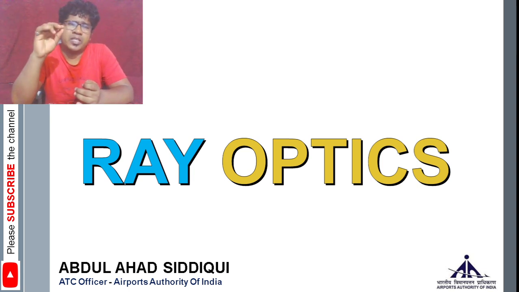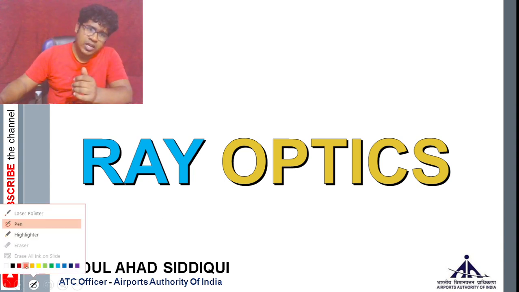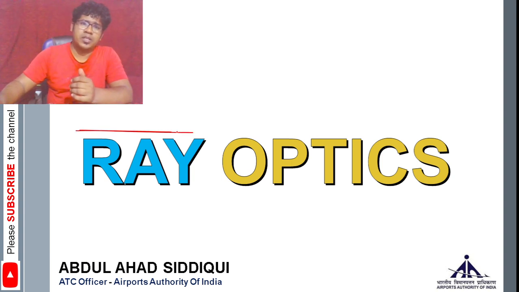So, see, we have seen till now what ray optics is. Ray optics means basically light optics. We are just going to study about light optics. So, what first question comes into the mind? What is light? What is light?